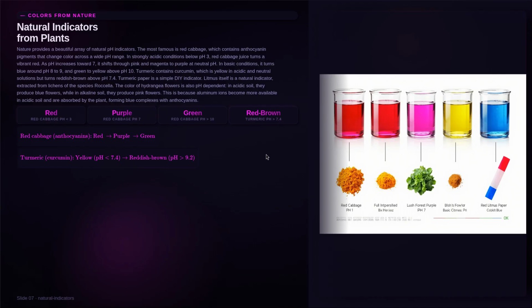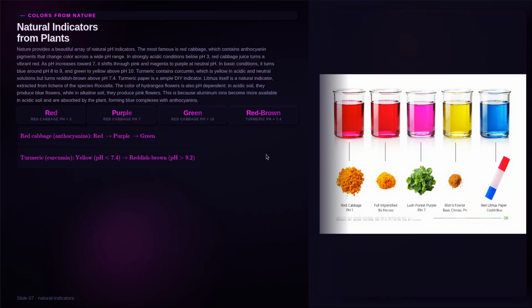Nature provides a beautiful array of natural pH indicators. The most famous is red cabbage, which contains anthocyanin pigments that change color across a wide pH range. In strongly acidic conditions below pH 3, red cabbage juice turns a vibrant red. As pH increases towards 7, it shifts through pink and magenta to purple at neutral pH. In basic conditions, it turns blue around pH 8 to 9 and green to yellow above pH 10.